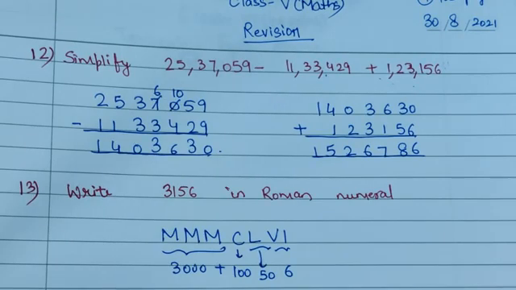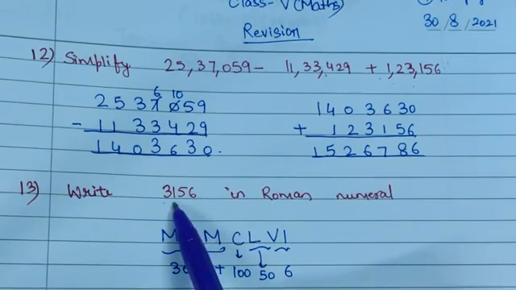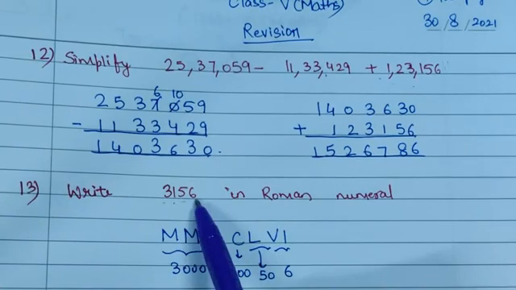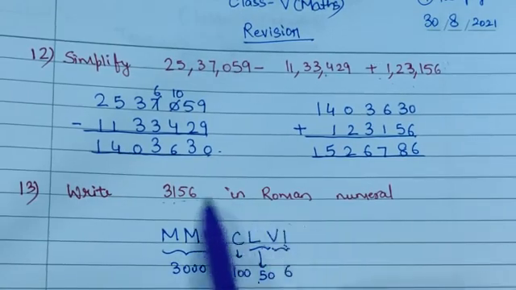Now children, the last question is we have to write 3,156 in Roman numerals. Don't get confused in Roman numerals. 3,000, that is 3 times M. 100, that is C. 56 means 50 plus 6. So 50 is L, 6 is VI. So we have this number in Roman numerals.